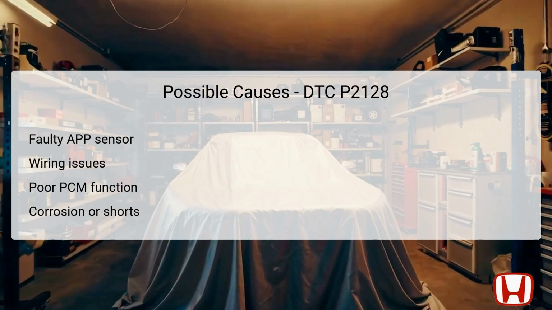Moreover, physical damage to the accelerator pedal assembly can affect sensor readings. Other considerations include the integrity of the ground circuit, as any interruption may cause undesirable voltage levels. Each of these causes must be assessed methodically to pinpoint the defect effectively.